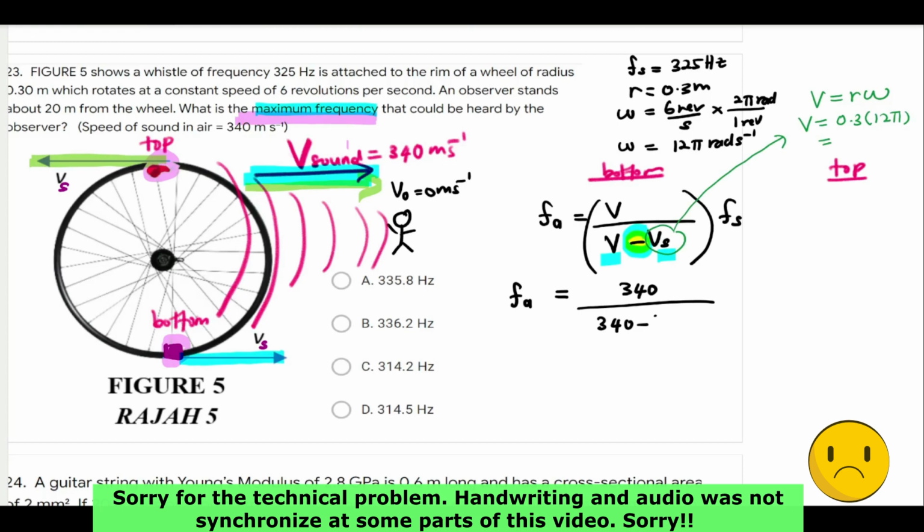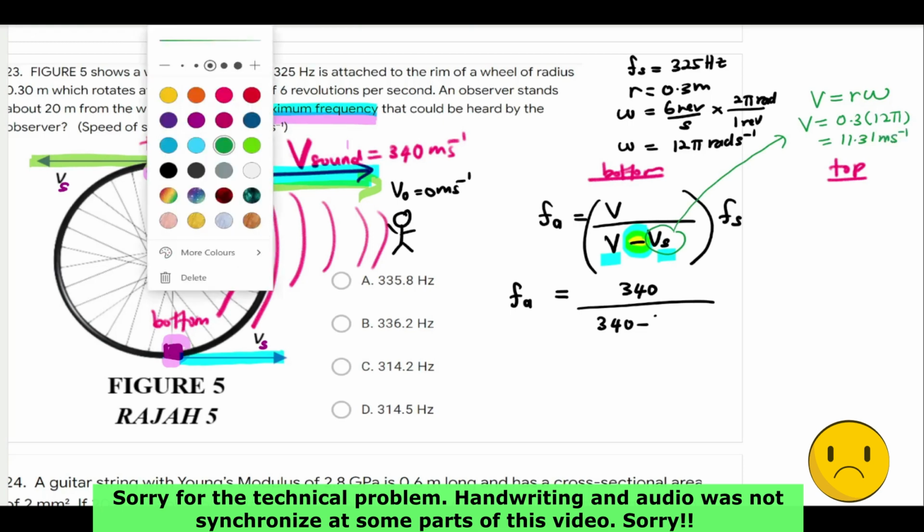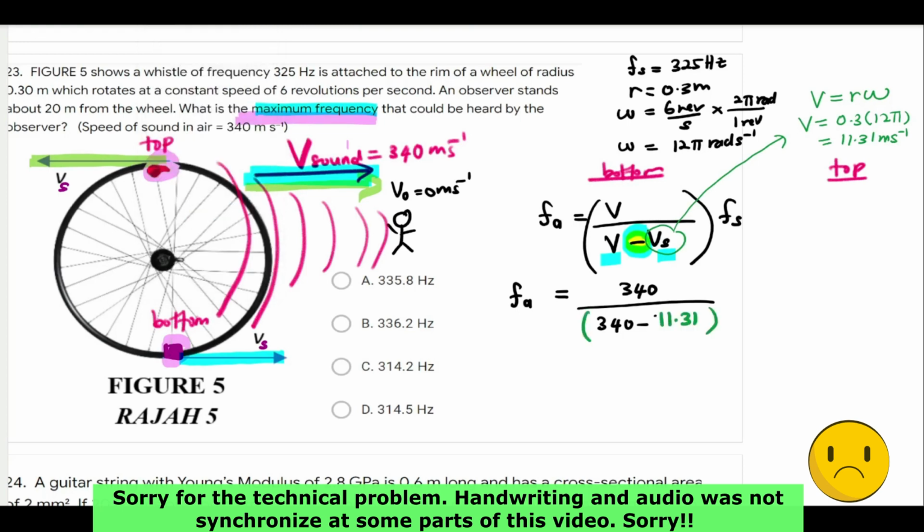Okay, kita kira lah dulu V kita tu berapa. Okay, so saya dapat dekat sini 11.31 meter per second. Okay, so we can substitute here 11.31. Okay, and then times frequency of the source, iaitu frequency of the whistle is 325 Hz. Unit tak payah masuk dululah dalam calculation. Okay, so you akan dapat, okay, nilainya adalah 336. Maximum frequency is 336.2 Hz.